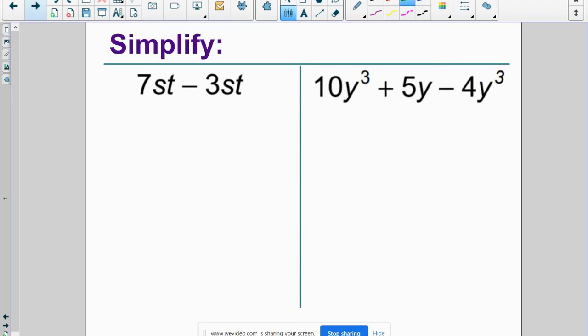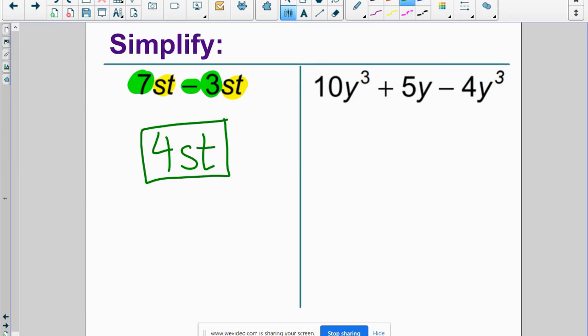First, we're going to simplify 7st minus 3st. Well, are the variable parts the same? St, st. They are. So when we combine those, we really are just subtracting, in this case, the coefficients. We have 7 of something, and we're taking away 3 of the same thing. Well, that would leave me with 4 of the st. 4st is the final answer there.